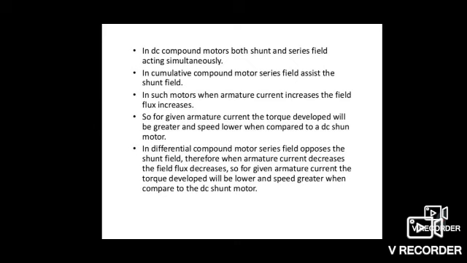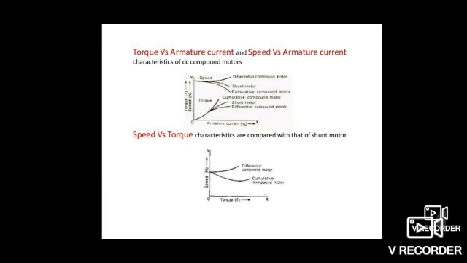But in differential common motor, series field opposes the shunt field. Therefore, when armature current increases, the field flux decreases. So for the given armature current, the torque developed will be lower and speed is greater when compared to the DC shunt motor.